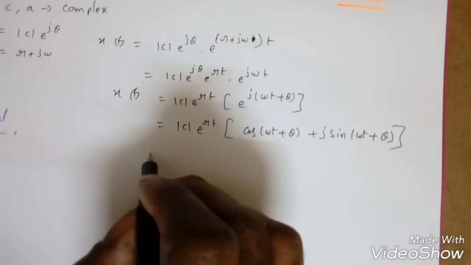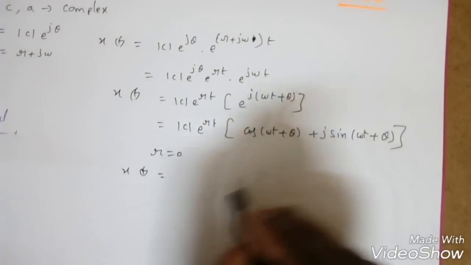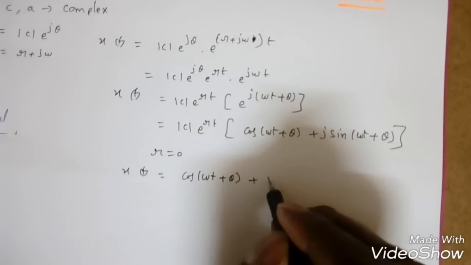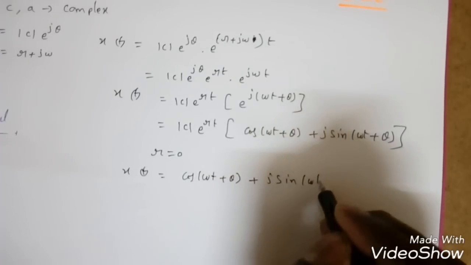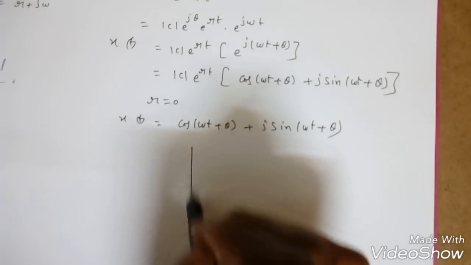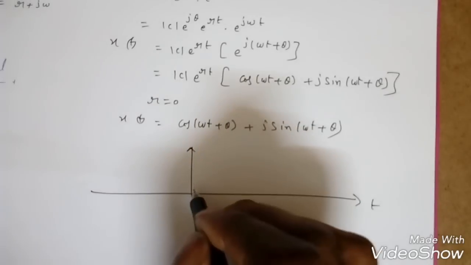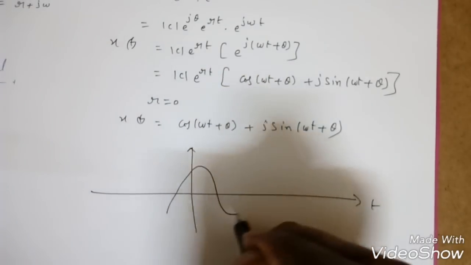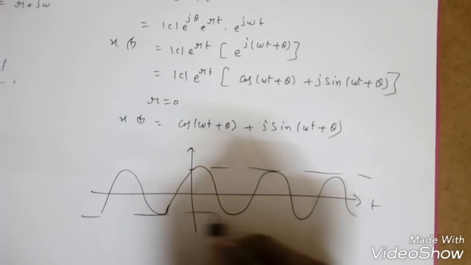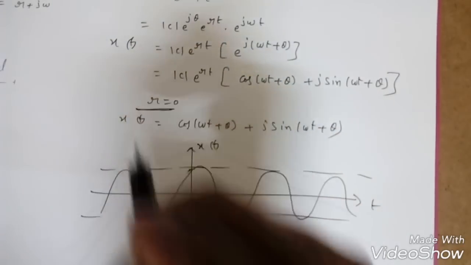Now suppose r is equal to 0. Then x of t is a sinusoidal signal only, that is cos omega t plus theta plus j sin omega t plus theta. So it's a purely sinusoidal signal, and I can write something like this. The amplitude will be the same. This is x of t when r is equal to 0.